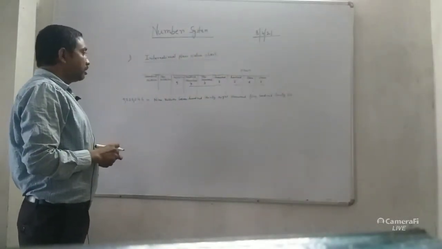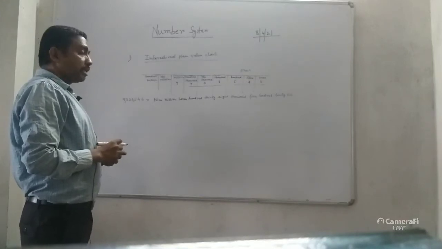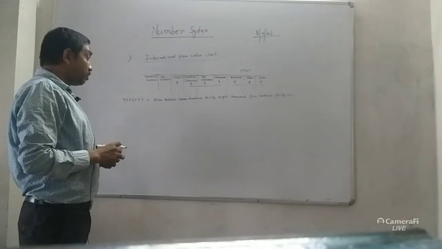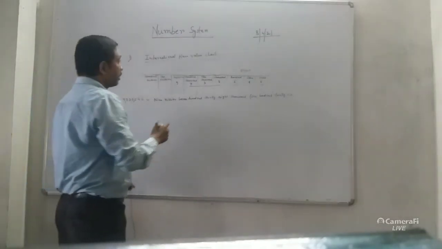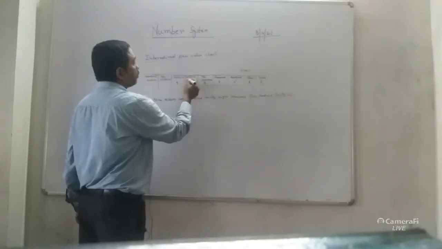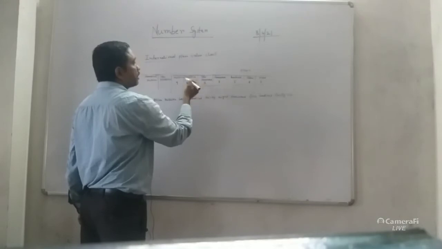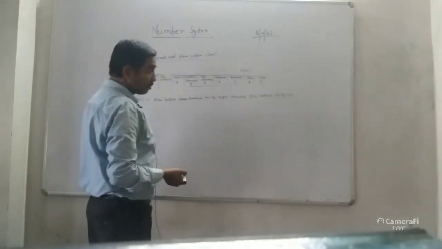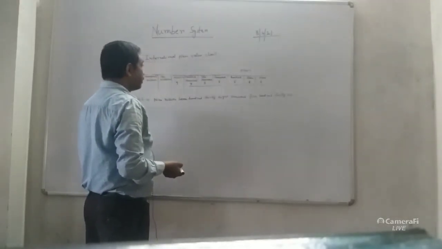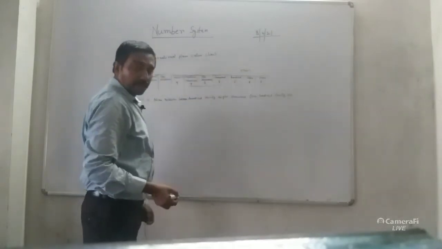So 9,738,546. What is the difference between these two place value charts? Look here. Here an extra place value comes. What is this? 100,000. 1,000, 10,000, 100,000 in the international place value chart. And in the Indian place value chart, there is no 100,000 place. So this is the difference.